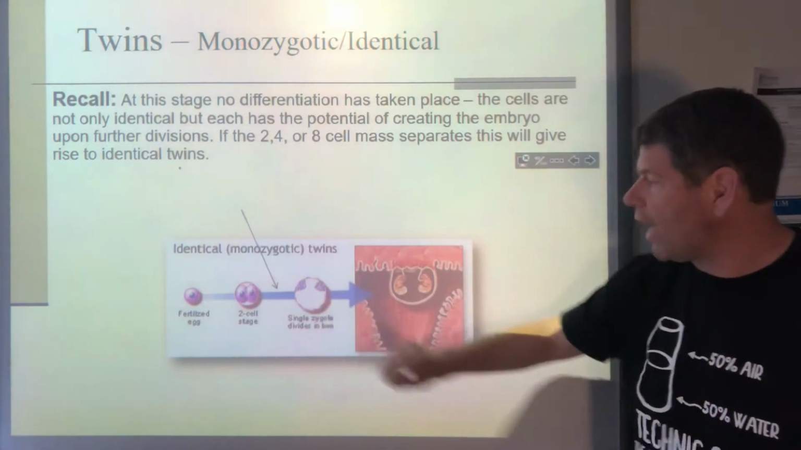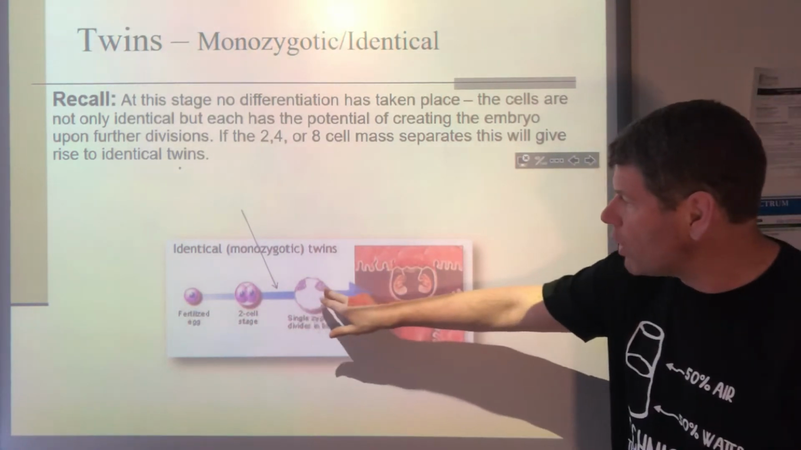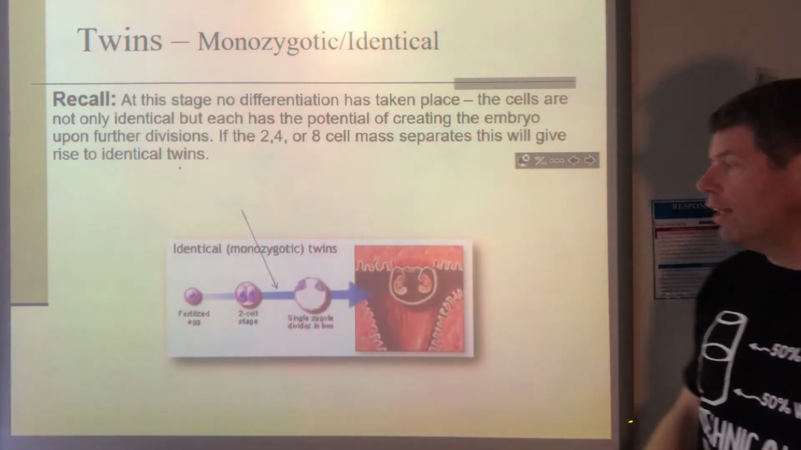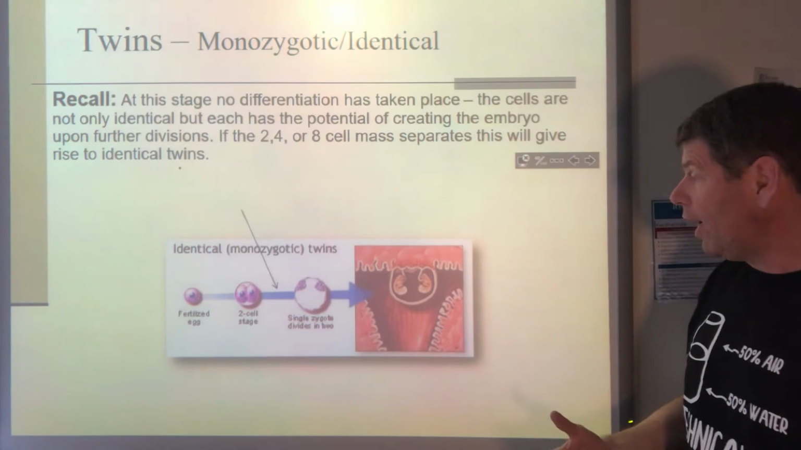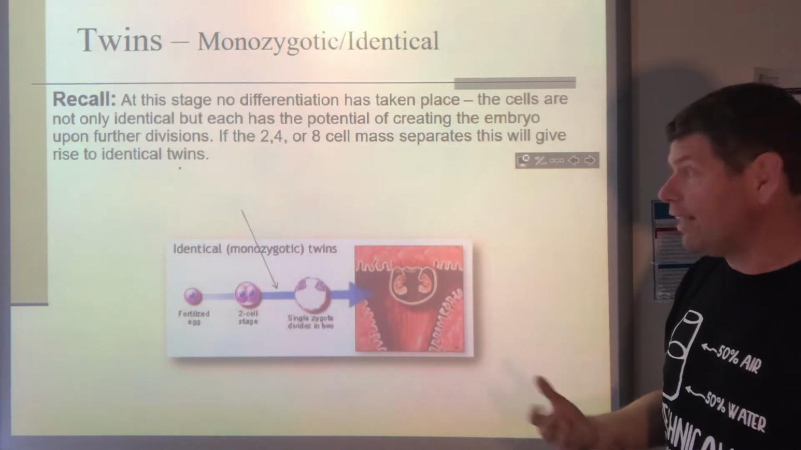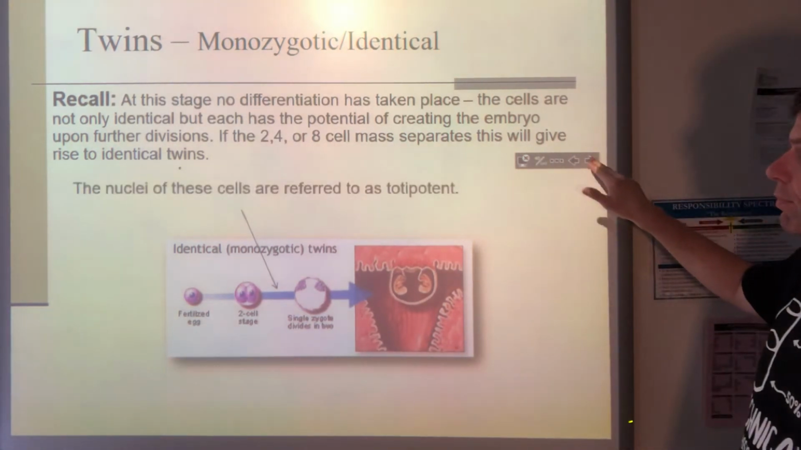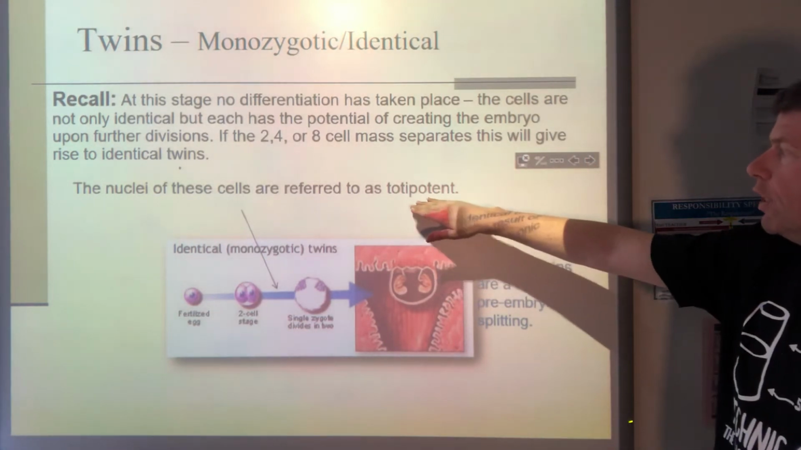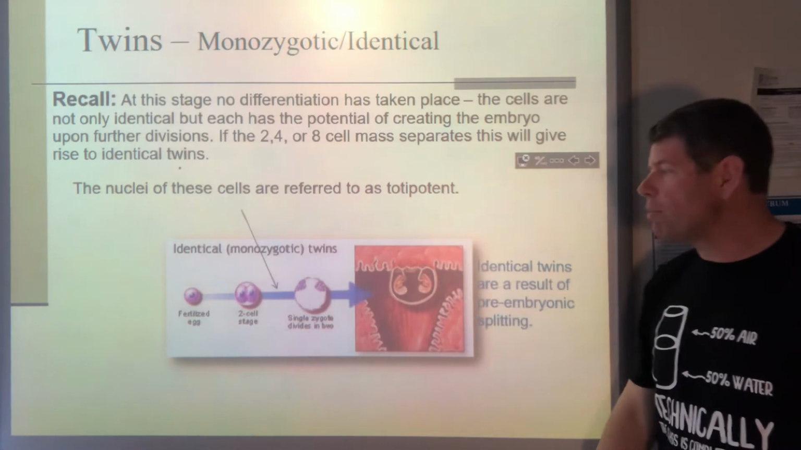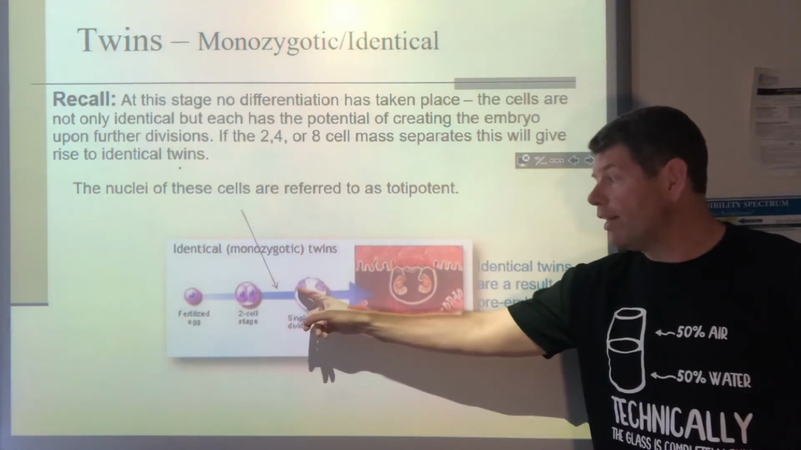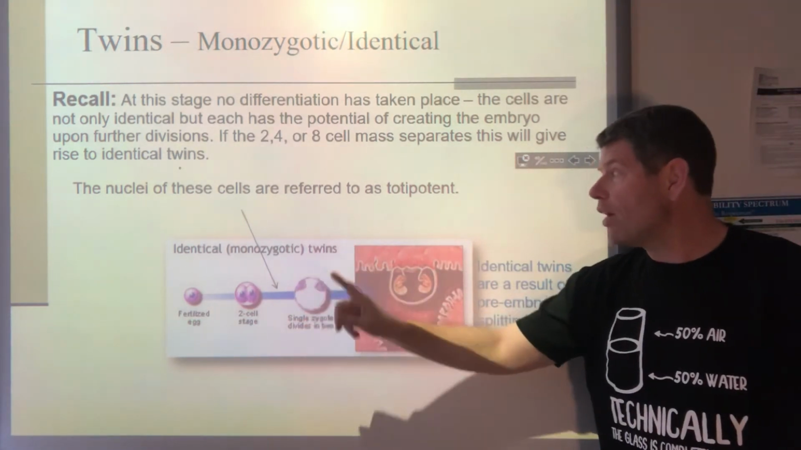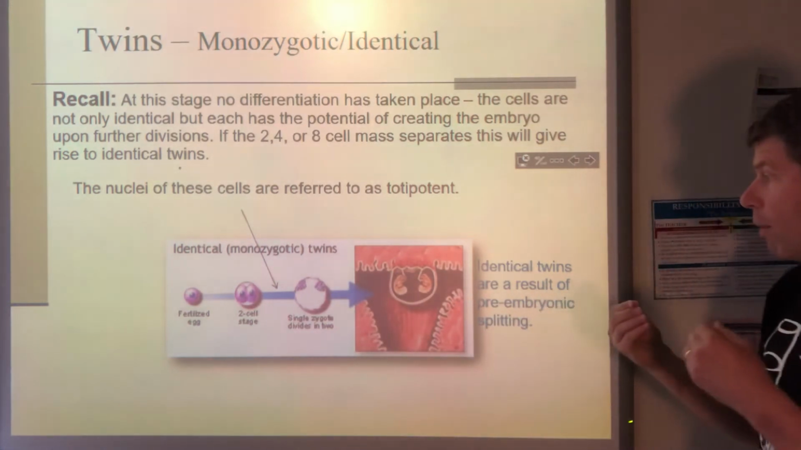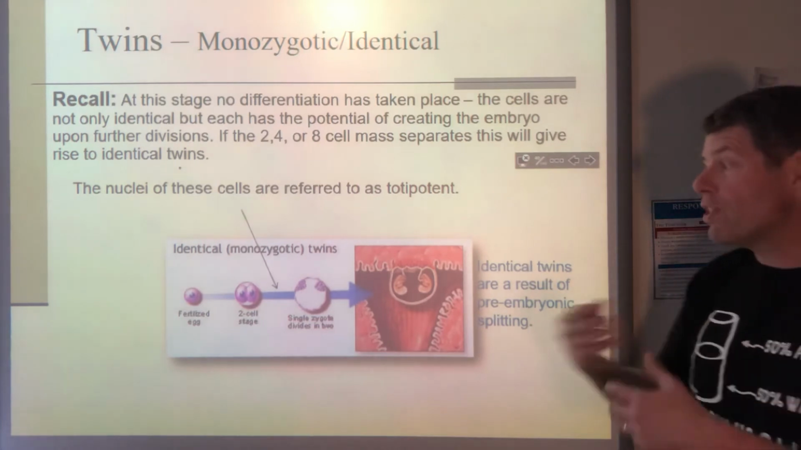So we can kind of see that happening here. That embryonic cell mass has separated, and each one of those will differentiate into identical twins. We're going to see this totipotent term come up when we talk about stem cells, because essentially right now, guys, these are stem cells, and they're totipotent, which means they can actually reproduce themselves.